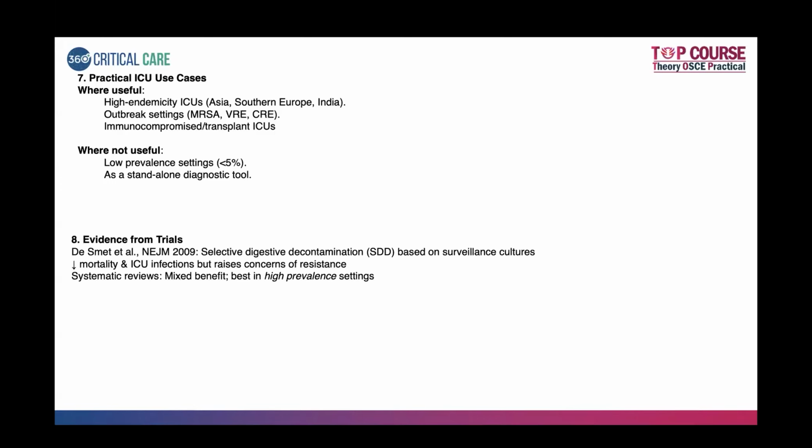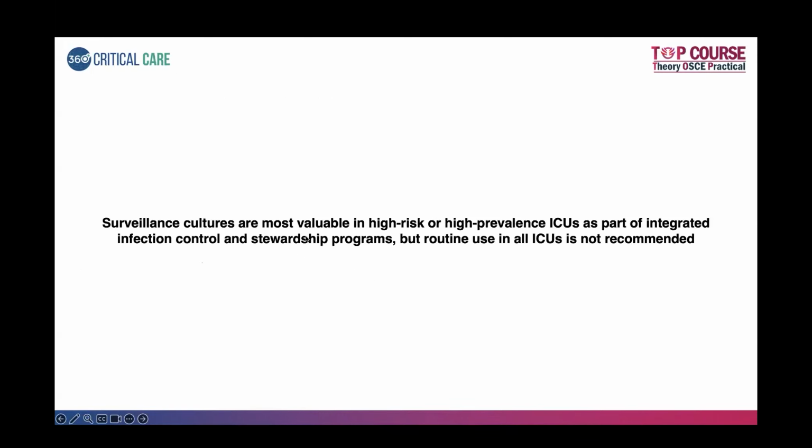So the evidence from trials: selective digestive decontamination based on surveillance cultures decreases mortality in ICU infections but raises concerns of resistance. The recent systematic reviews had a mixed benefit. The best use for surveillance cultures was in high prevalence settings. So that is what you need to keep in mind. Surveillance cultures are most valuable in high risk or high prevalence ICUs as part of integrated infection control and stewardship programs, but routine use in all ICUs is not recommended.